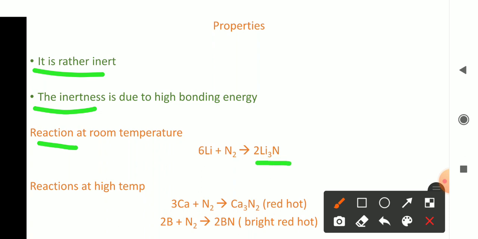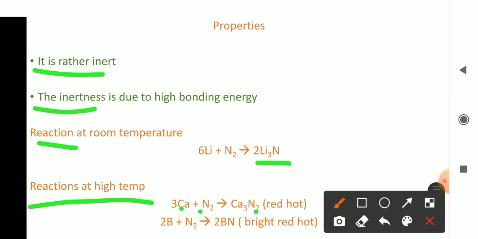Okay, and this is the most important reaction because this is the only reaction that can be carried out at room temperature. All the other reactions are carried out at extremely high temperature. Then come to the next chemical property, reactions at higher temperature. When nitrogen is allowed to react with calcium, the product is calcium nitride, and here the reaction condition is red hot temperature, which means this can be carried out at extremely high temperature.